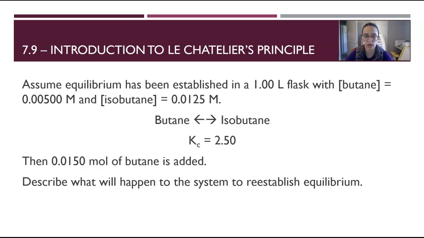If we have a greater denominator, we need a greater numerator to be able to counter it, to come back to that equilibrium. So we would say that the equilibrium shifts to the right, or it shifts to the products, so we create more isobutane to counter the additional butane that was added to the system.